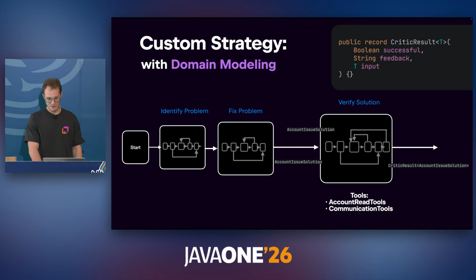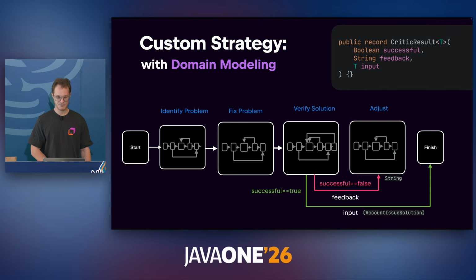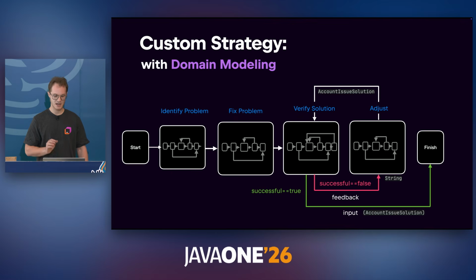And this step will be focused on talking to user again and reading from the database. Then we can actually branch depending whether successful is true or not. If successful is true, we are passing the account issue solution to the finish step, and we finish the agent. If successful is false, we are passing the string feedback to the adjustment step, which then comes back with the account issue solution. And this loop continues again and again and again until verification step is happy.